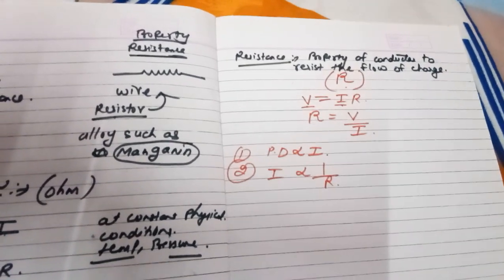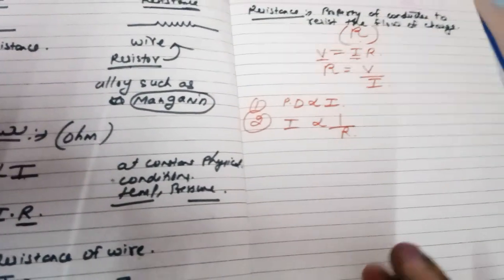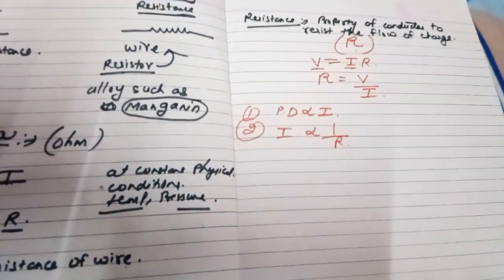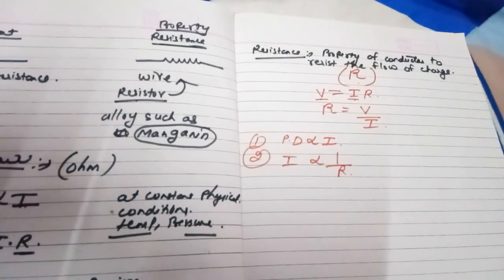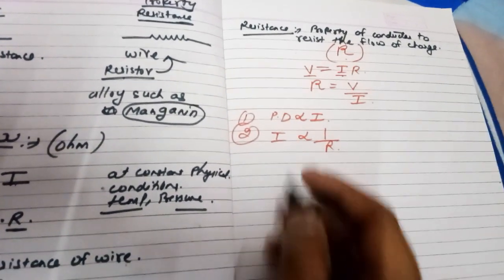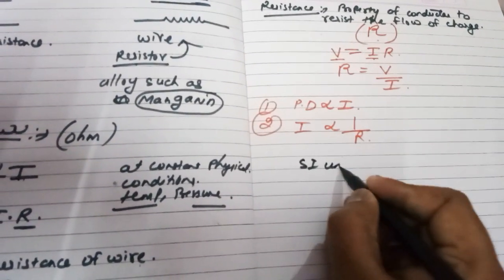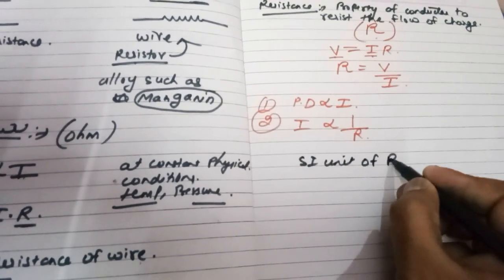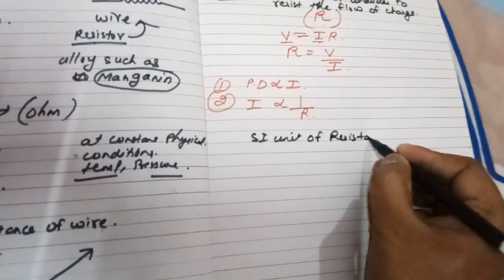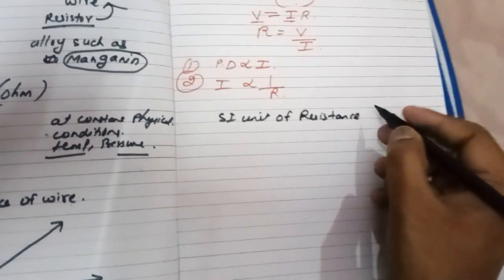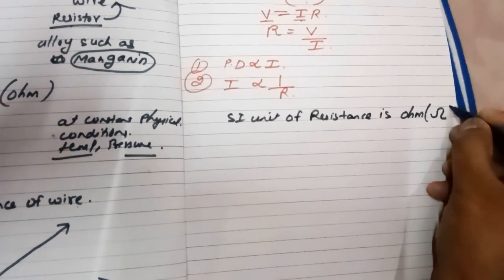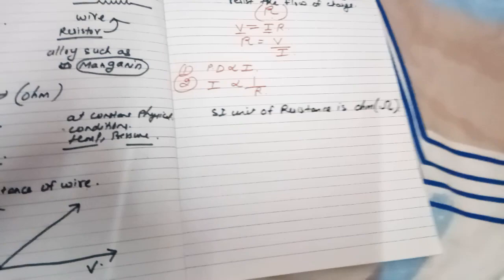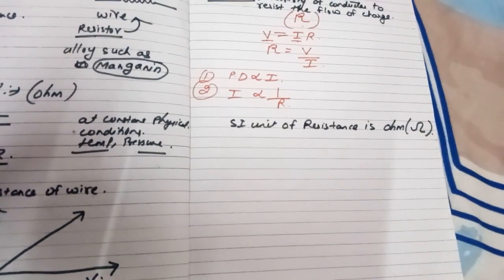Now the unit of resistance. We discussed in previous videos that the SI unit of current is ampere, the SI unit of charge is coulomb, and the SI unit of potential difference is volt. Now similarly, the SI unit of resistance is ohm, and it is denoted by this symbol.